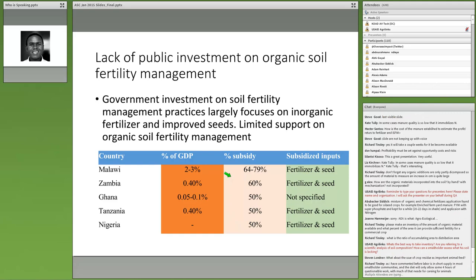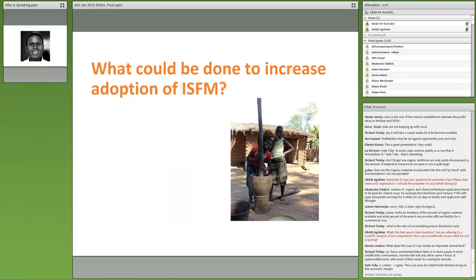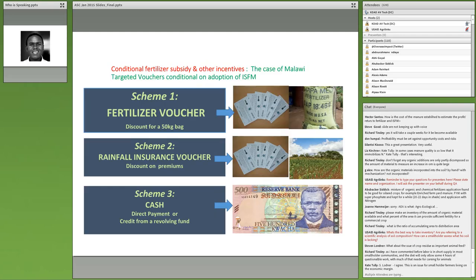So this is a problem that our governments are also ignorant. Our governments, who are supposed to be helping the farmers, they're also ignorant of the benefits that we have for ISFM. So what could be done to increase adoption of ISFM? And these are the things that will be very, very interesting. We did a study in Malawi, which gives the most generous subsidies, and we wanted to look at the incentives.